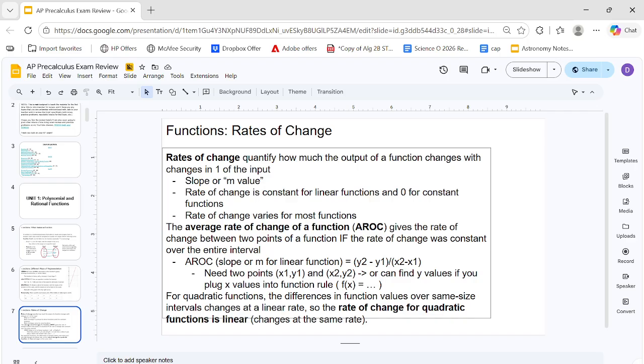Rate of change quantifies how much the output of a function changes, pretty much. So it's your slope, your m value. And your average rate of change gives the rate of change over an interval, if it were to change constantly over the interval. The formula for that is y2 minus y1 over x2 minus x1. And for quadratic functions, the differences in function values over same-sided intervals change at a linear rate. So the rate of change of quadratic functions is linear. It's important to know.